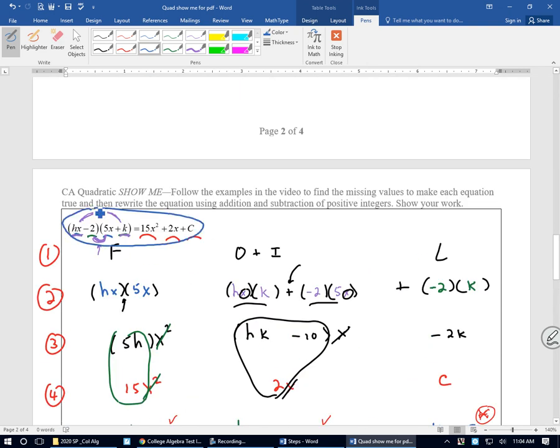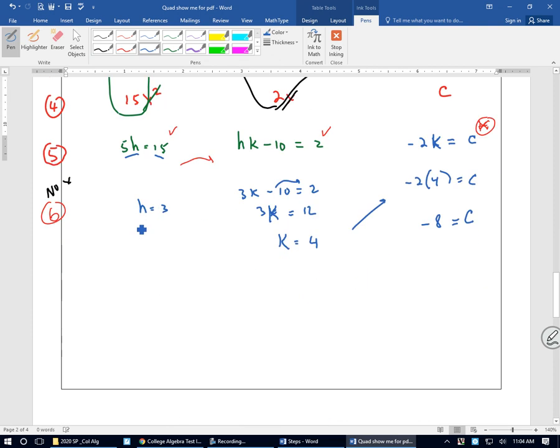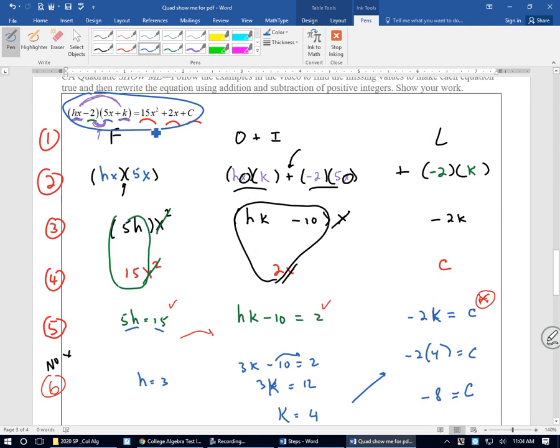So line 7, I forgot to write the original problem down. hx minus 2, 5x plus k equals 15x squared, 2x and c.